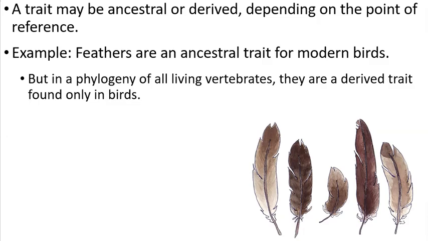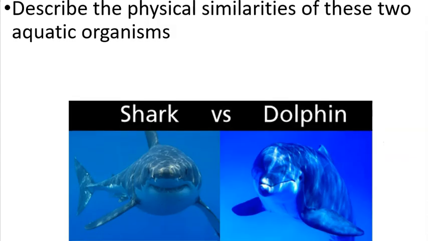A trait may be ancestral or derived depending upon the point of reference. Feathers are an ancestral trait for modern birds, but in a phylogeny of all living vertebrates, they're a derived trait because birds are the only ones that have feathers.